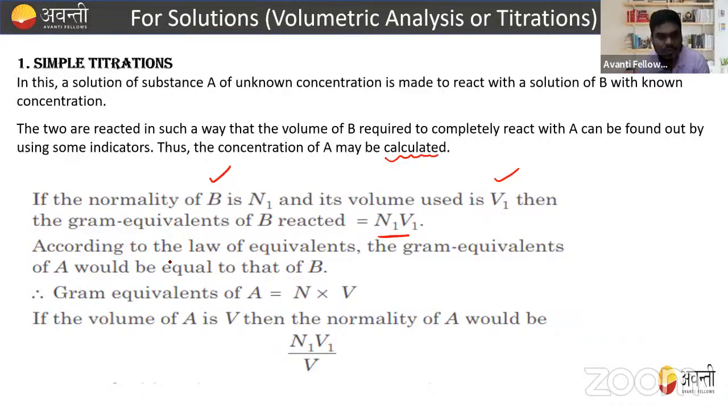We know that. Now, according to the law of equivalents, the gram equivalent of A would be equal to that of B. So we can write the gram equivalent of A is equal to N into V. If the volume of A is V, then the normality of A would be N1 V1 upon V. So this is how we can find the normality N of the unknown concentration, that is N1 V1 upon V. Let's see some numerical related to this and try to understand this thing as well, right?